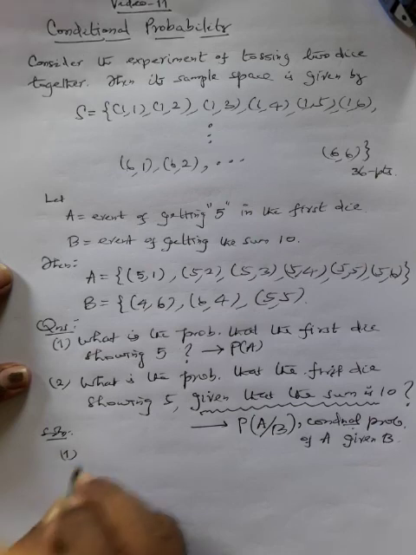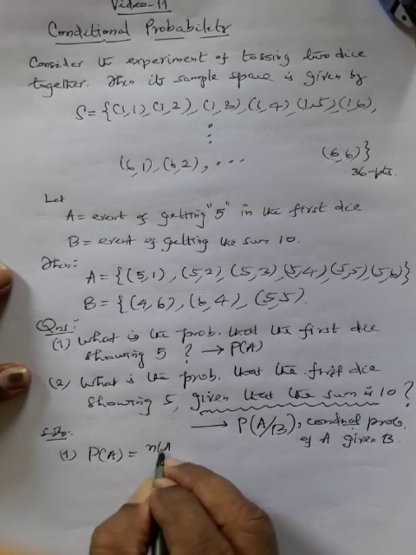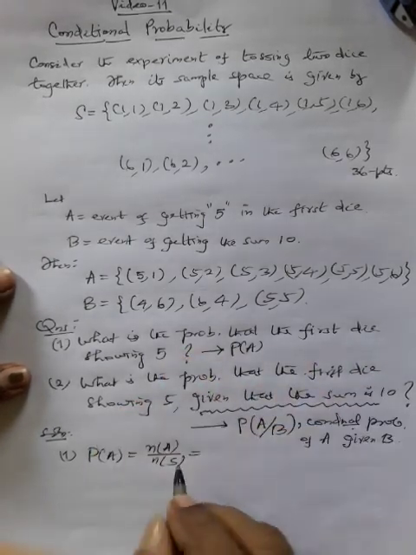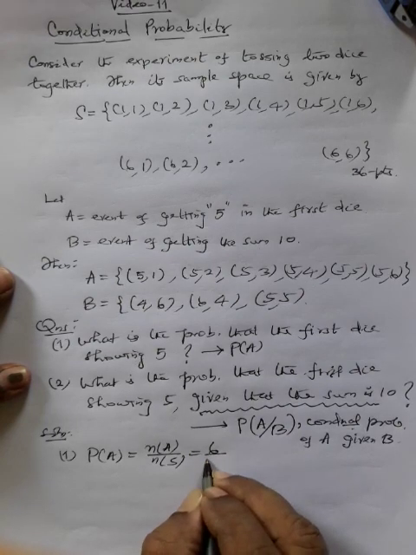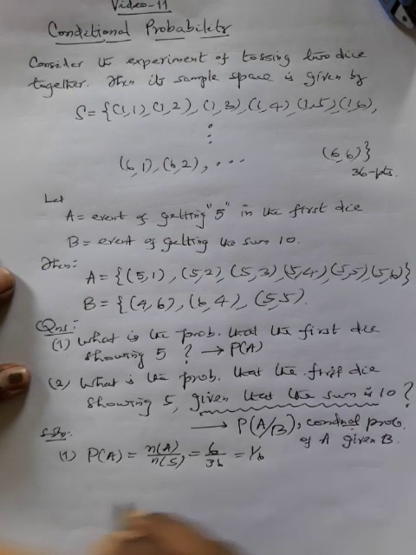Now the solution. In the first case, our P of A is equal to N of A by N of S. No additional condition. N of A is 6. N of S is equal to 36. So the probability is 1 by 6.